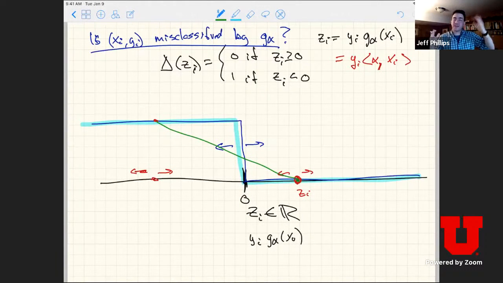So it's not even convex, so I'm not even going to have a bunch of local minima, in fact, in this case. Okay, so what I'm going to want to do is replace this delta function on a single point, on a single zi, with a convex relaxation of it. That's going to approximate what's going on here.